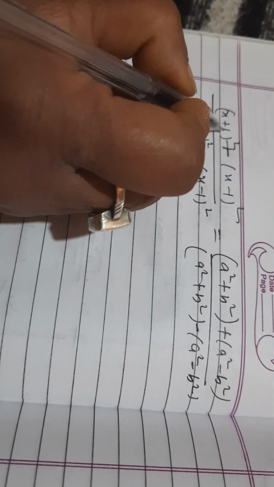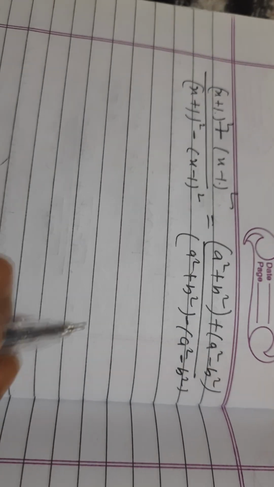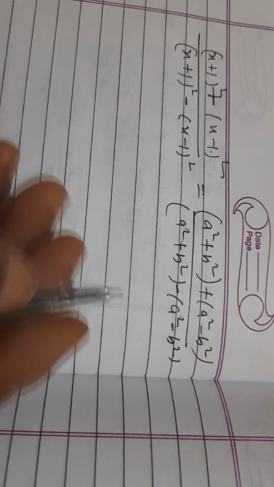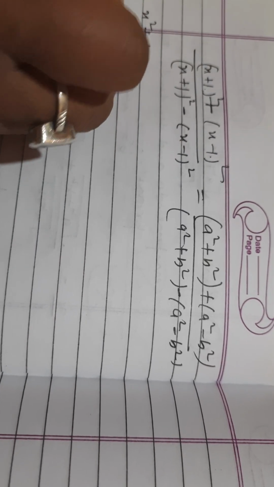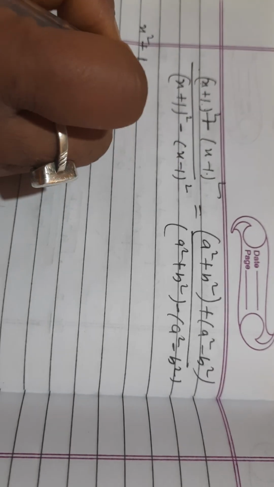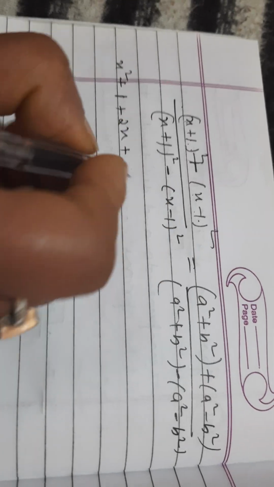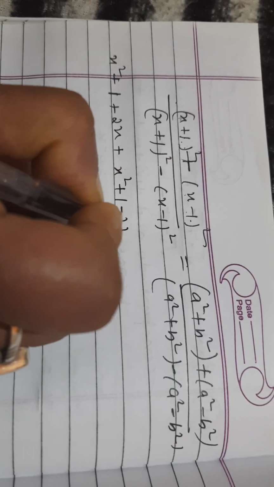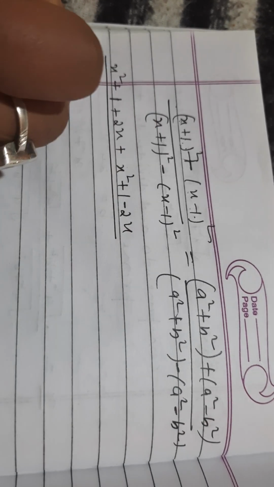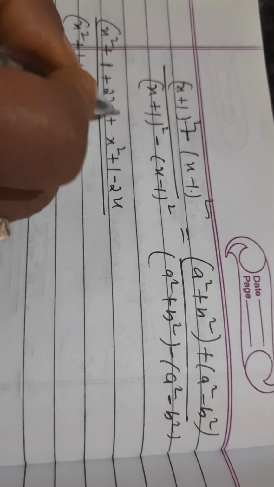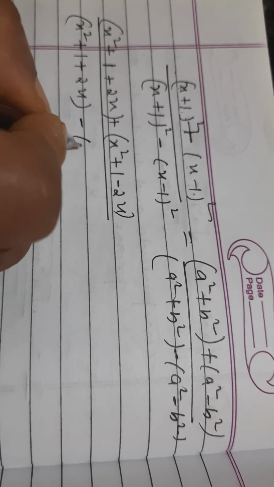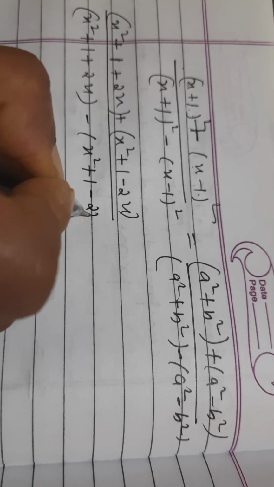Now I am going to expand these brackets, right? A plus b whole square and a minus b whole square. You know that a plus b whole square is equal to a square plus b square plus 2ab, and a minus b whole square is equal to a square plus b square minus 2ab, right? This first square, that is x square, plus second square 1 plus 2 into first and second, 2 into x into 1, that is 2x. Similarly, x minus 1 whole square is equal to x square plus 1 minus 2x, upon this x square plus 1 plus 2x minus this x square plus 1 minus 2x.